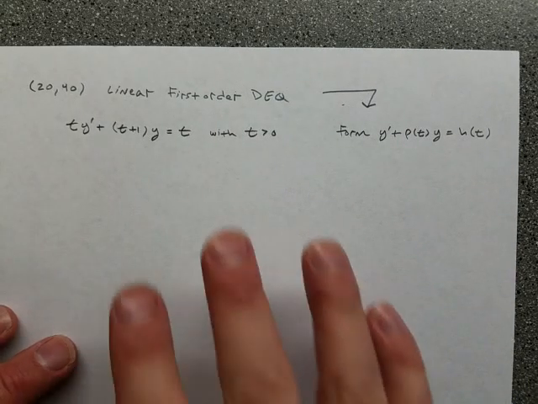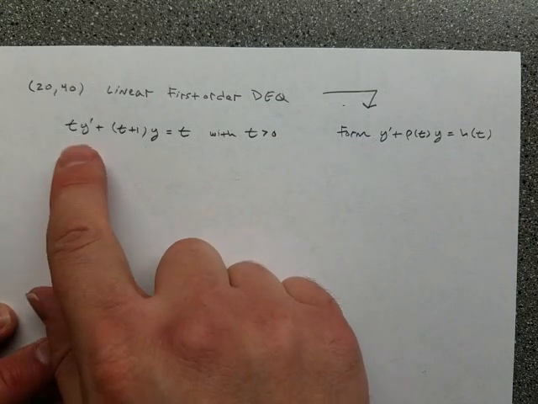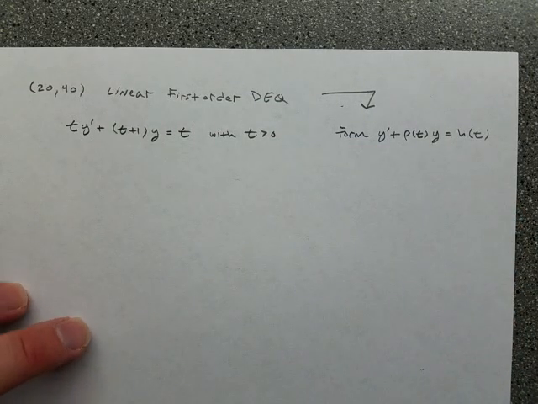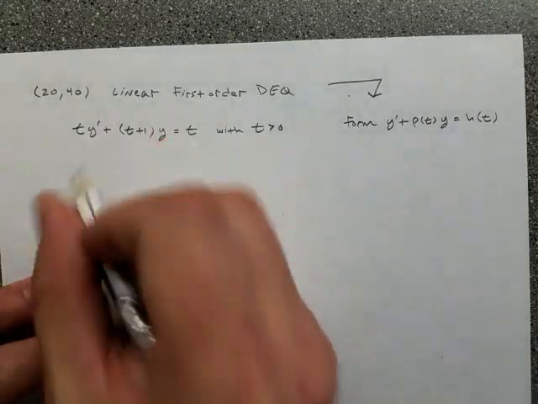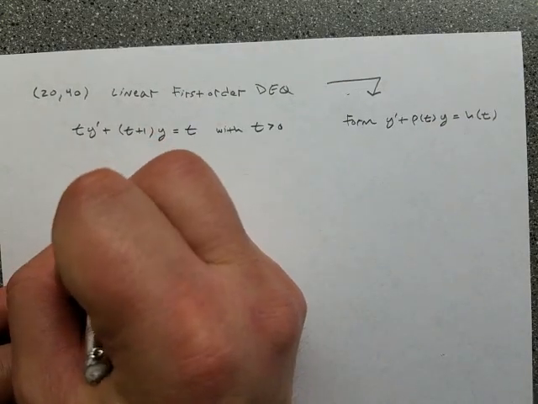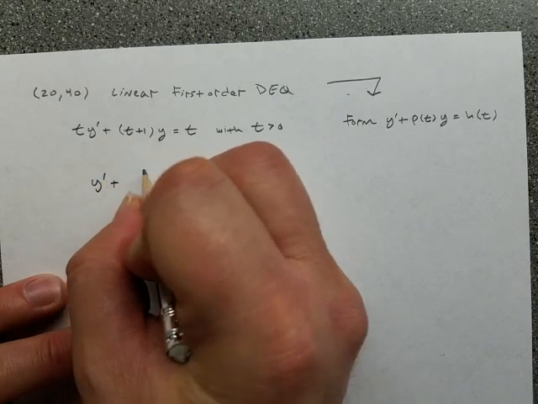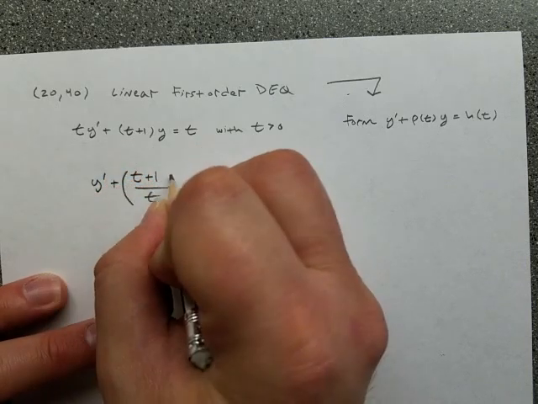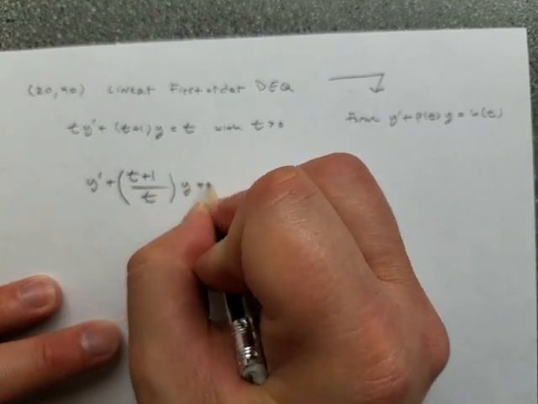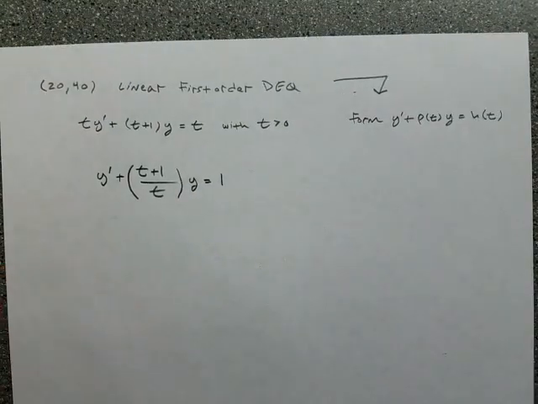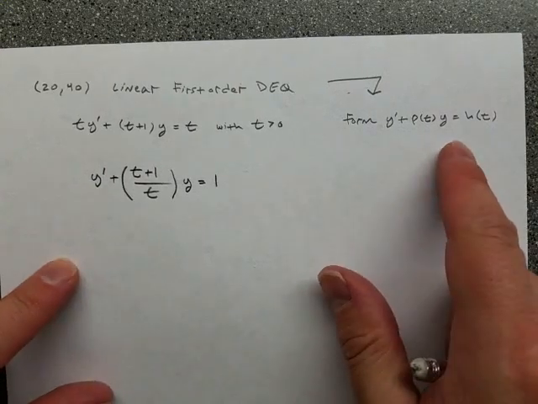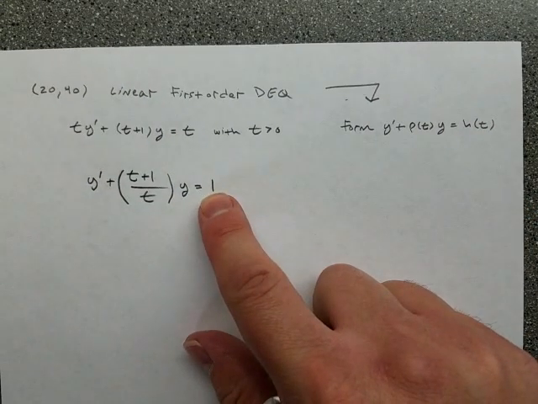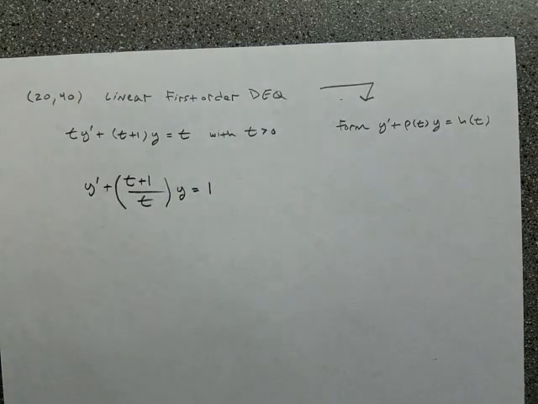So that would be easy to fix, wouldn't it? If we just divide by t, then we'll get exactly that form. Okay? So if I divide everything there by t, I'll get y prime plus (t plus 1 over t) y, and then that's just going to be 1. Well, that is like this. I mean, I say h of t right there, but h of t could be a constant function in t. There's nothing wrong with that.